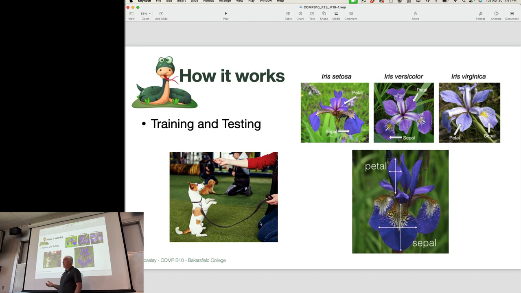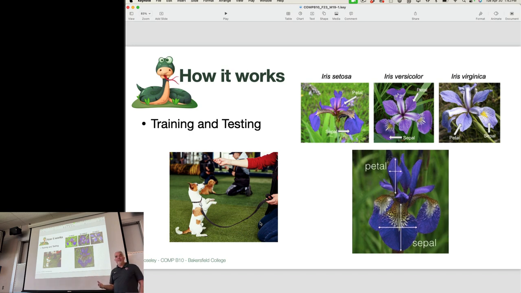It basically says, this is an iris setosa, here's a treat. This is an iris setosa, here's a treat. Pay attention to the petal and sepal measurements. Here's a treat, here's a treat, here's a treat. We do that enough times, and we show it the three kinds of flowers, and we say, this is this kind, this is this kind, this is this kind, based on the measurements.